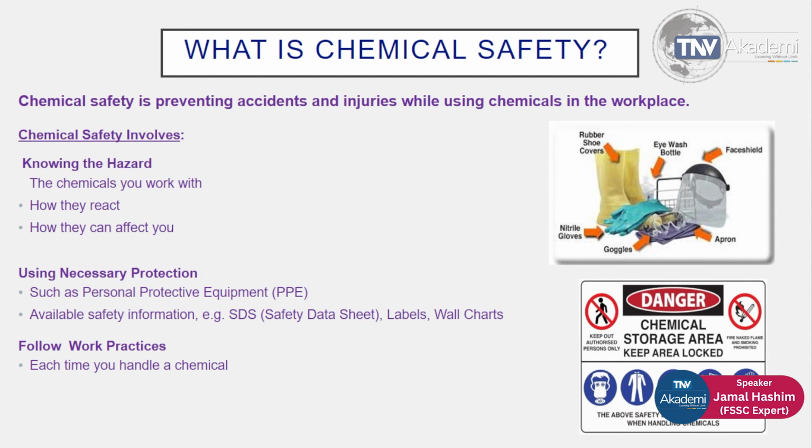So what is the chemical safety? Chemical safety is preventing accidents and injuries while using chemicals in the workplace. And chemical safety involves knowing the hazards of the chemicals you work with, how they react, how they can affect you. Using necessary protection such as personal protective equipment, PPE, available safety information, SDS, safety data sheets, labels, wall charts, and following work practices each time when you handle a chemical.